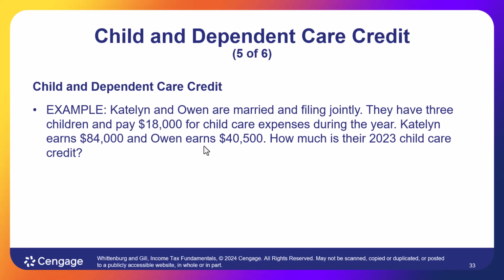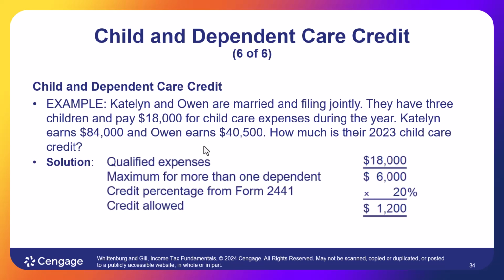Caitlin and Owen are married and filing joint. They have 3 children. They pay $18,000 in child care expenses during the year. Caitlin earns $84,000. Owen earns $40,500. What is their credit? Well, $18,000 is their qualified expenses, but the maximum for 2 or more children is $6,000. And then based on their combined income, there's no phase out, so you get 20%. So they would get a maximum credit allowed of $1,200.